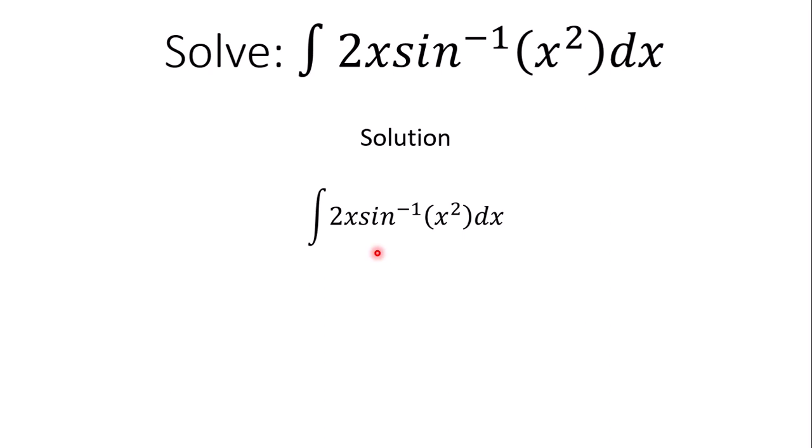So first let's do substitution to eliminate this one. We are going to let u be equal to x squared. Now let's differentiate. When you differentiate this one, we are going to get du, and when you differentiate this one, we are going to get 2x dx.